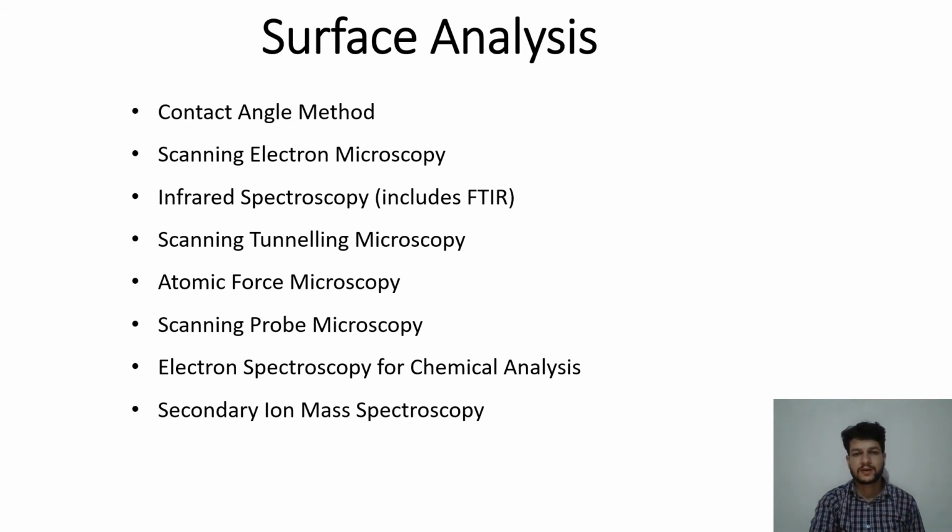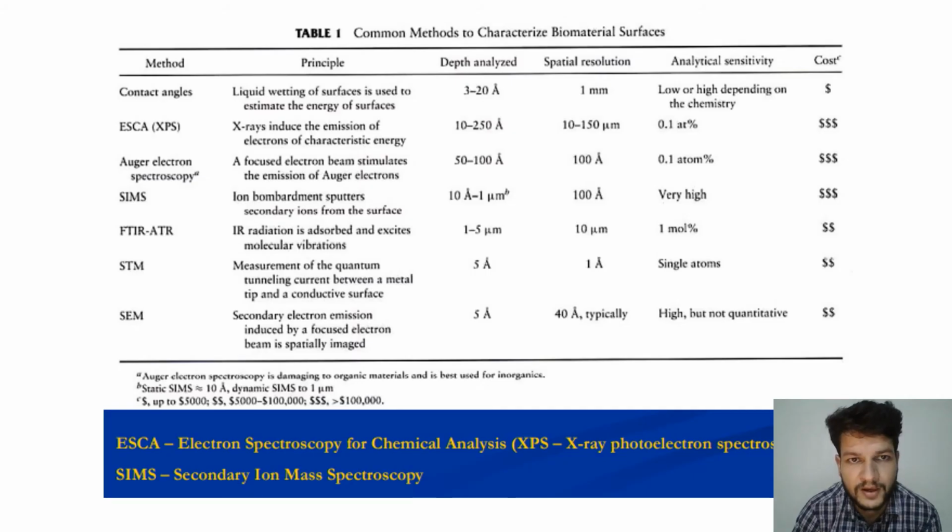Here in this slide, I have listed some of the analysis methods that are used to analyze surfaces. For example, the contact angle method, which is used to measure surface wettability, scanning electron microscopy, FTIR, scanning tunneling microscopy, atomic force microscopy, and secondary ion mass spectroscopy. These are all used to analyze surface properties. I will talk about this in detail in the next slide. All these methods listed here are the most commonly used methods to characterize biomaterial surfaces.